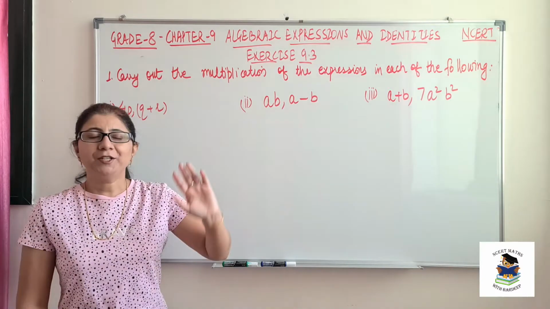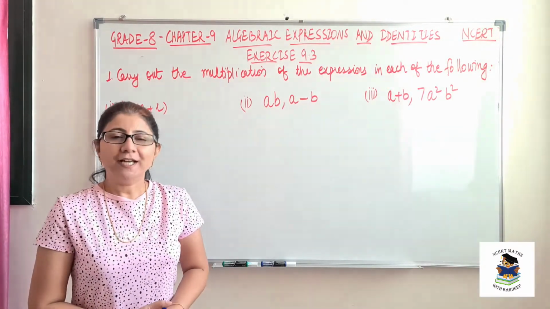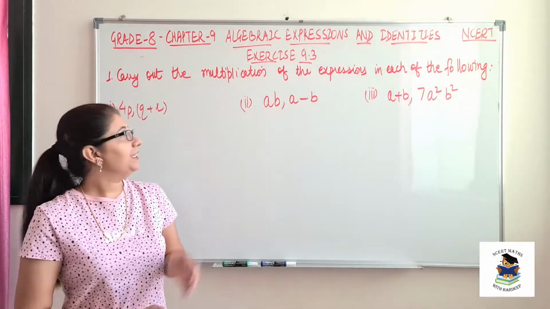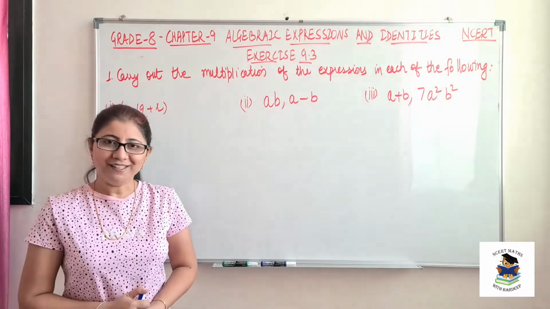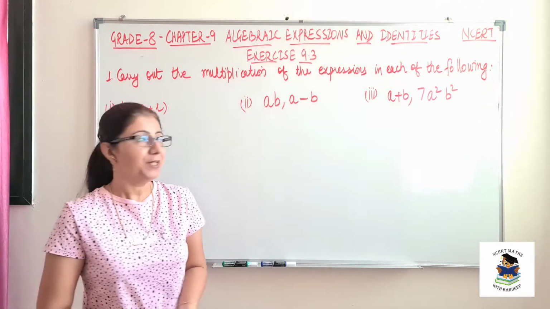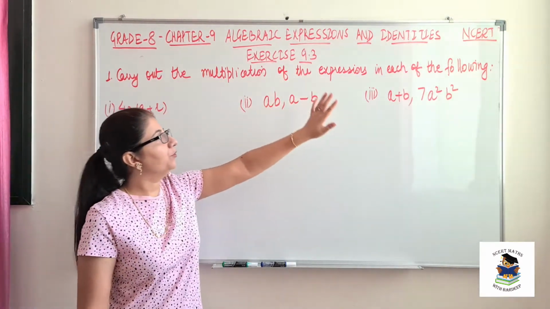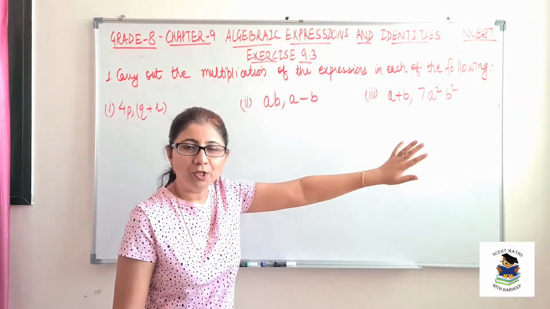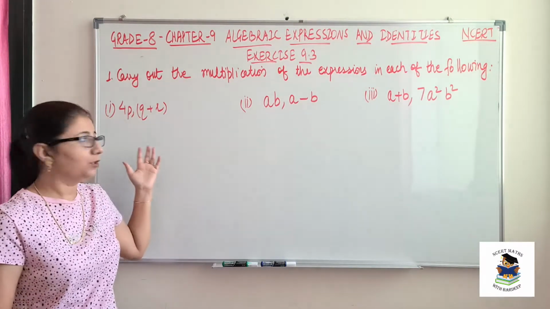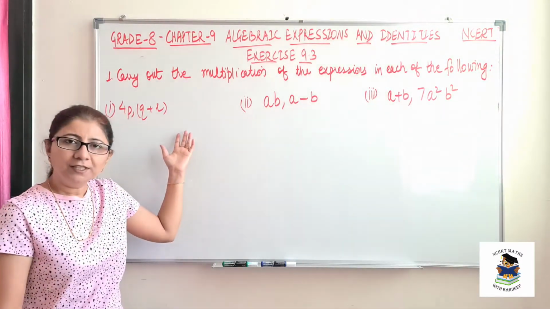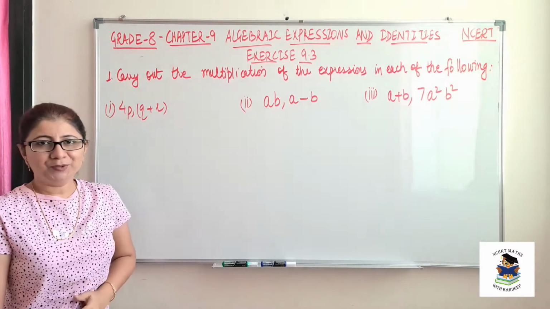Today we are going to start our exercise number 9.3 of chapter 9, that is algebraic expressions and identities. So let's get started. The first question of the exercise is: carry out the multiplications of the expressions in each of the following. Means we need to find the product of one monomial with the binomial. So let's see how to do that.